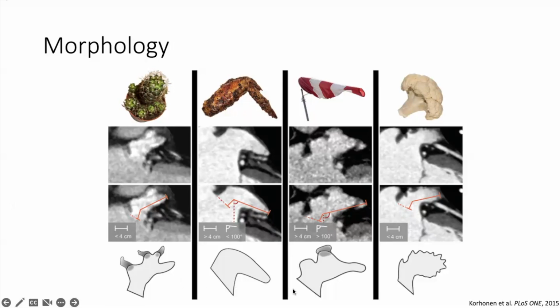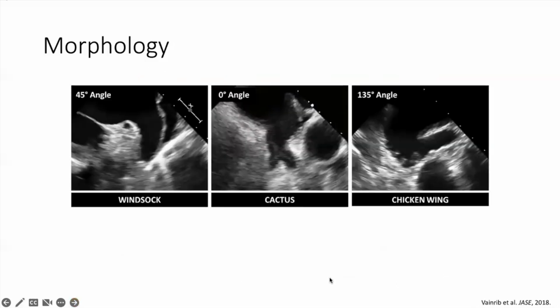The windsock morphology has a long main lobe followed by secondary lobes. And then the cauliflower morphology has complex internal characteristics, and you can see it doesn't clearly have a secondary lobe, but it has a very rough surface. And this is what the morphology looks like on TEE for the most common ones. Again, the most common is the chicken wing morphology with its main bend in the lobe, the windsock with its long body and a number of possible secondary lobes, and the cactus with a shorter main body and a number of secondary lobes.